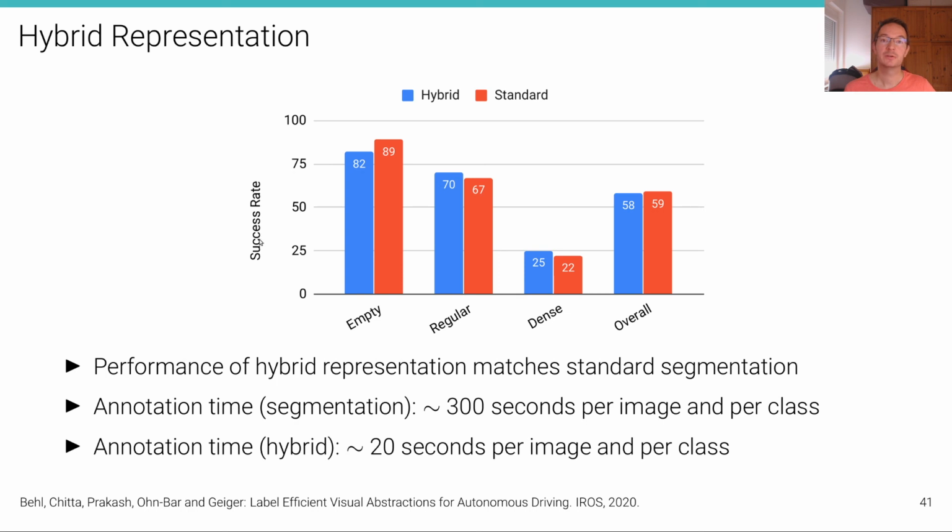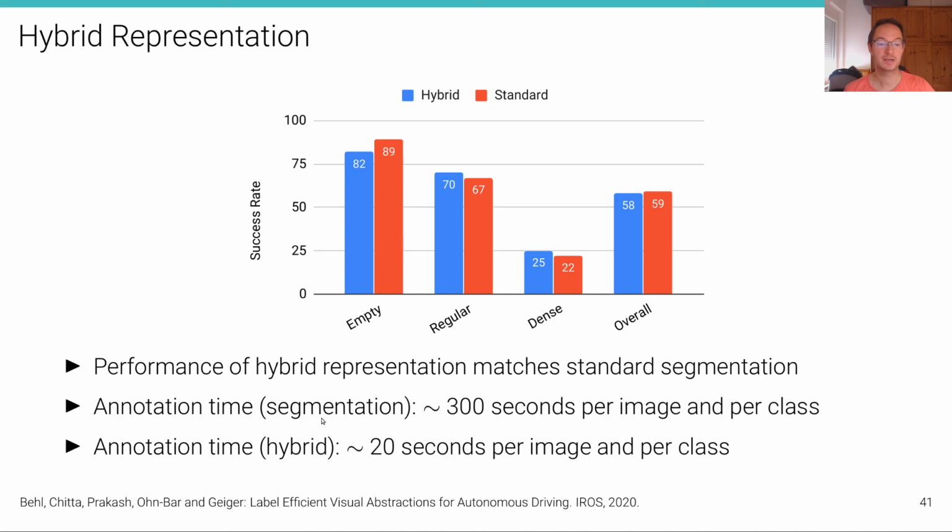Here's a comparison of the effect of using a hybrid representation that's comprised of bounding boxes and semantic segmentation only for the stuff categories like road and lane markings. And we can see that the performance of the hybrid representation matches the standard segmentation performance, and in the case of difficult scenarios even slightly improves.